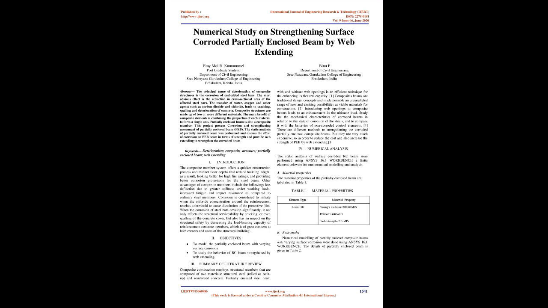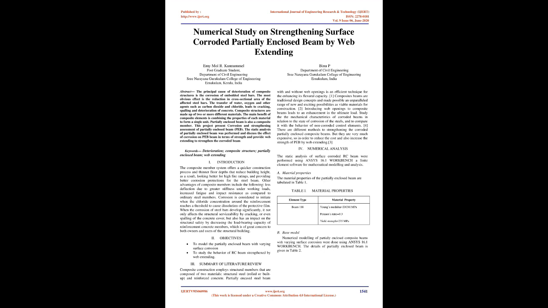The most obvious effect is the reduction in cross-sectional area of the affected steel bars. The transfer of water, oxygen, and other agents such as carbon dioxide and chloride leads to cracking, spalling and deterioration of concrete. Composite structures are made up of two or more different materials. The main benefit of composite elements is combining the properties of each material to form a single unit.